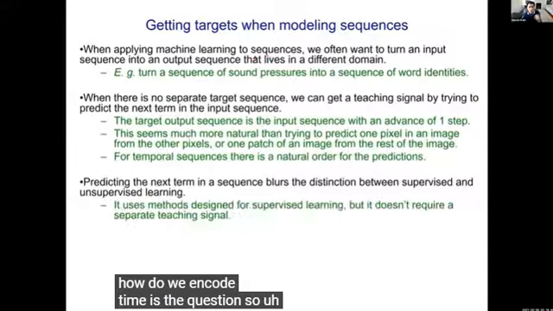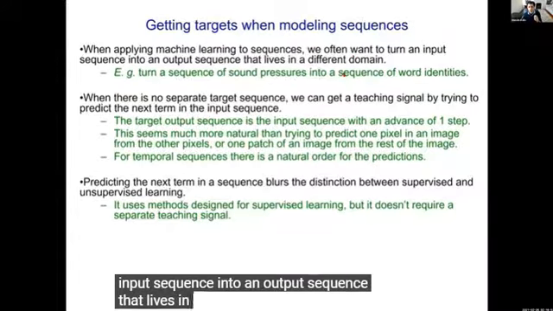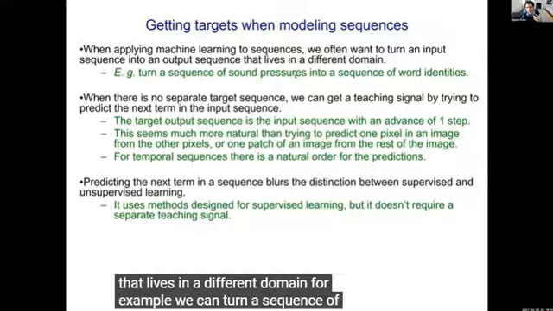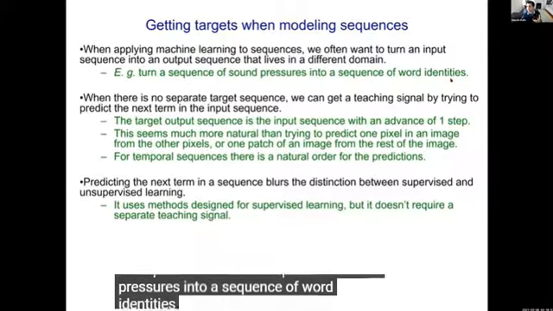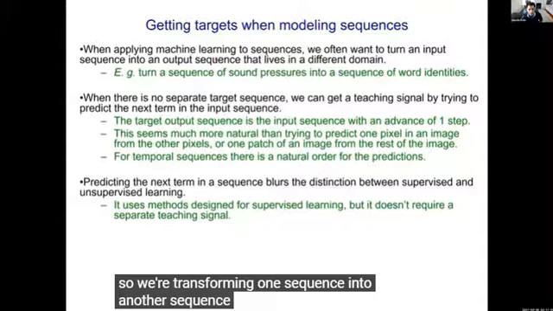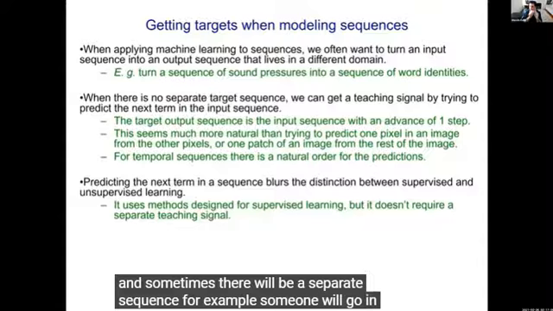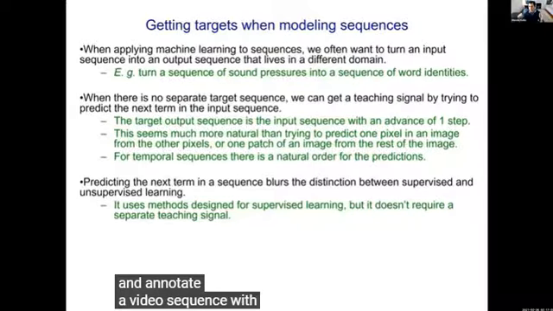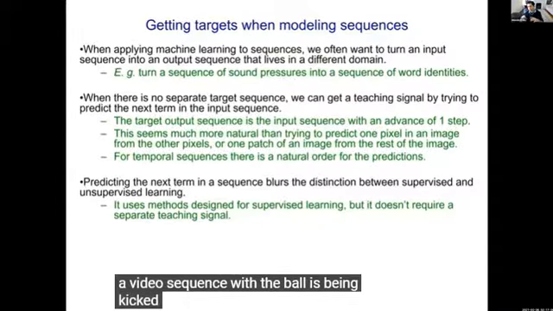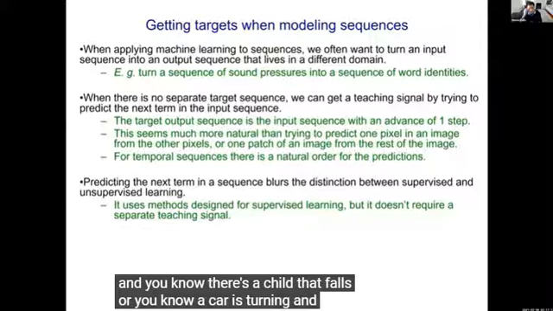When applying machine learning to sequences, we want to turn an input sequence into an output sequence that lives in a different domain. For example, we can turn a sequence of sound pressures into a sequence of word identities. So we're transforming one sequence into another sequence. And sometimes there will be a separate sequence. For example, someone will go in and annotate a video sequence with the ball is being kicked and there's a child that falls, or a car is turning, and so on and so forth.